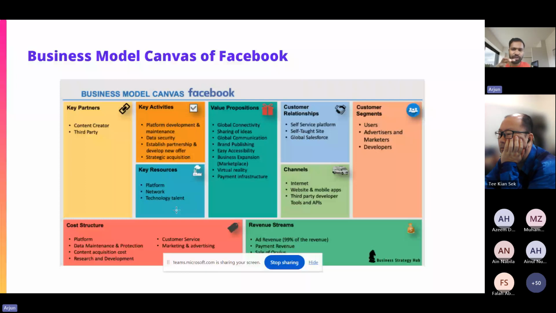But what value proposition is Facebook giving? Basically, it is giving global connectivity. So you can be connected with me, I can be connected with you, irrespective of wherever we are on Earth. Even people in the International Space Station are communicating with Facebook. So wherever you can have internet, you can be connected, right?